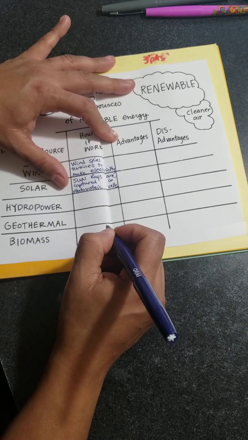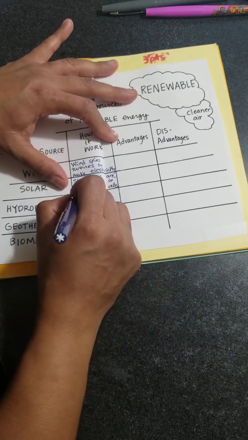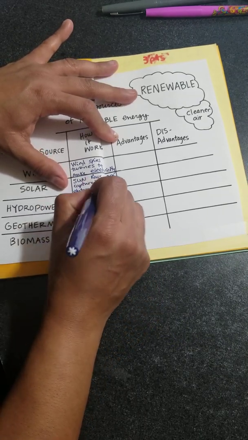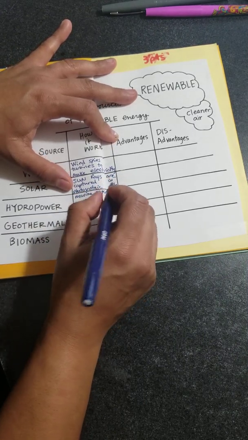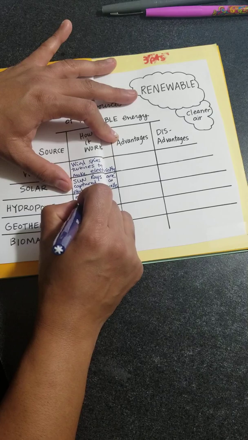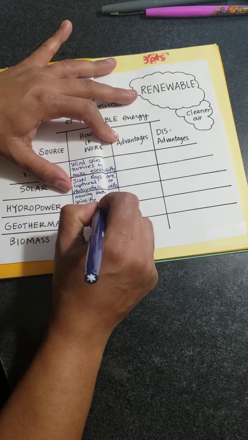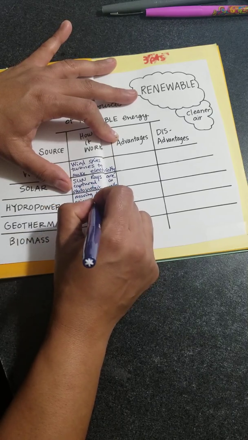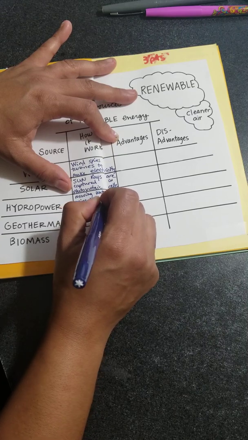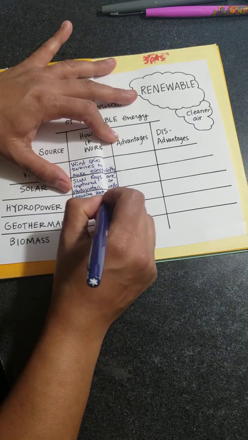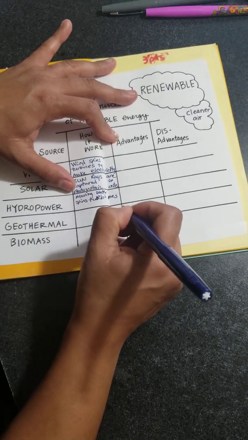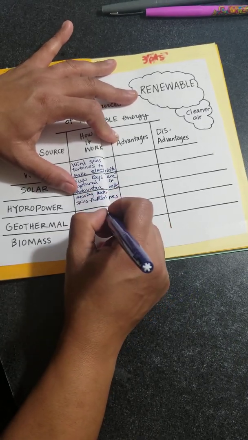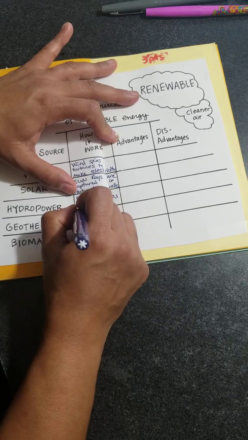Next one, hydropower. Hydropower is moving water, and it spins the turbines that are under the water. Oops, I missed a B. Turbines, and makes electricity.